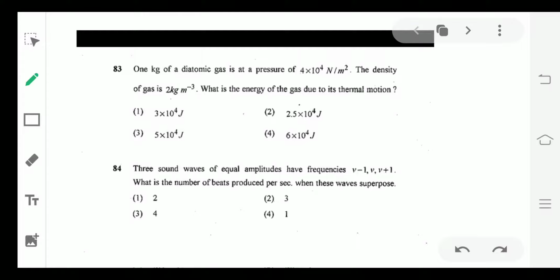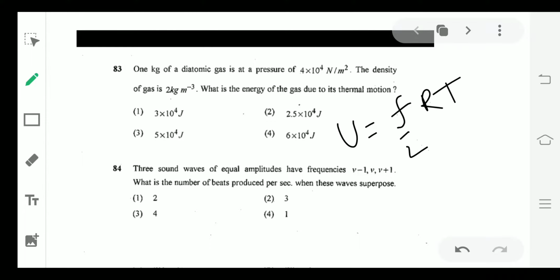When 1 kg of diatomic gas is at a pressure of 4 into 10 raised to power 4 Newton per meter square, the density of the gas is 2 kg per meter cube. What is the energy of the gas due to its thermal motion? The energy due to the thermal motion is the internal energy of the gas, and it is given by U equals f by 2 RT.